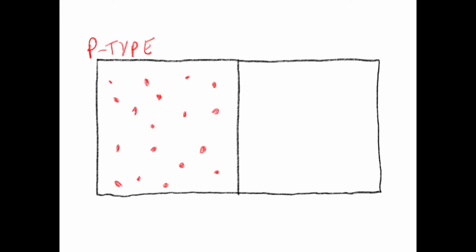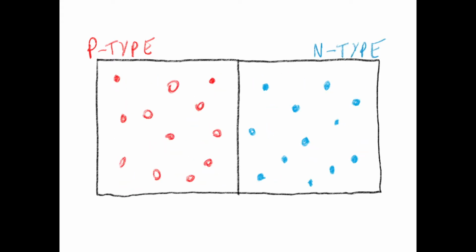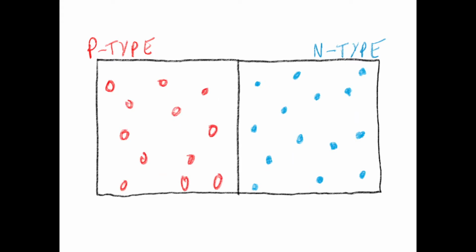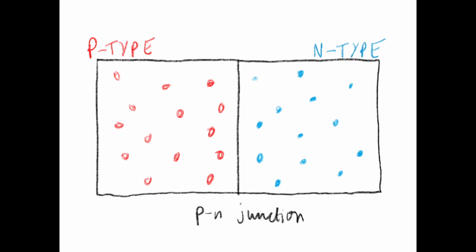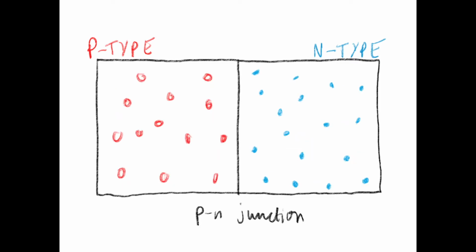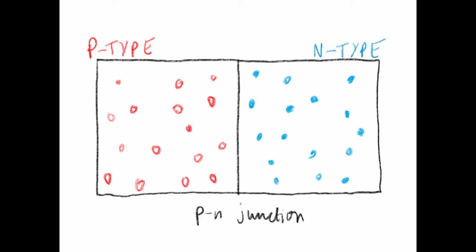We can take one silicon crystal, where one side has been doped such that it is a p-type semiconductor, and another side such that it is an n-type semiconductor. The interface between the two of these is known as a p-n junction. A p-n junction is an example of a diode. Current can only flow through it one way.